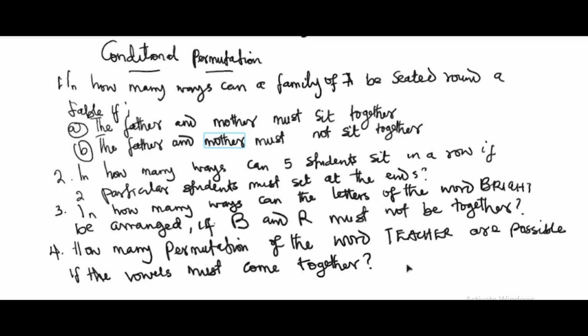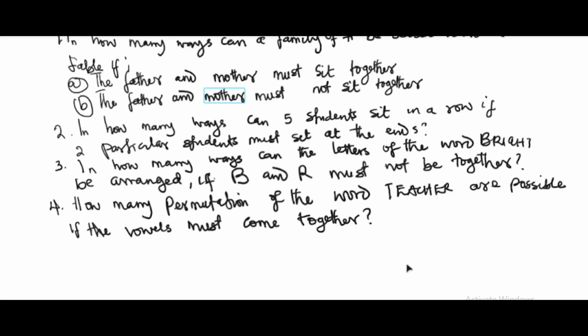So the second question, in how many ways can 5 students sit in a row if 2 particular students must sit at the ends of the row, right? The third one, in how many ways can the letters of the word bright be arranged if? Now, if you look at these questions, you will see that something is certain. There is always the conditional word if. That if is what makes it conditional. Now, let's solve.